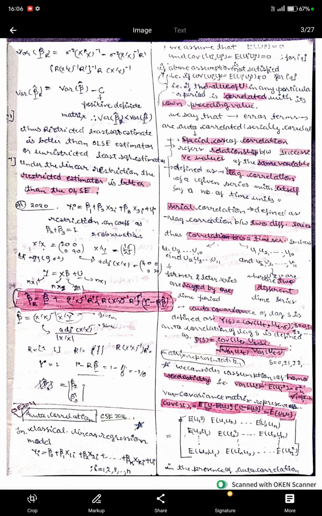Serial correlation is defined as lag correlation between two different series, thus correlation between two time series such as u1 u2 and so on u10 and u2 u3 and so on u11, former and later series are lagged by one time period, and u1 u2 and so on u10 and v2 v3 and so on v11, where u and v are two different time series.